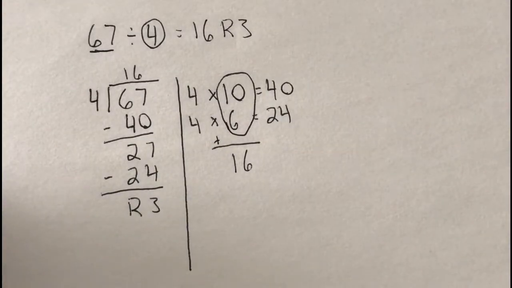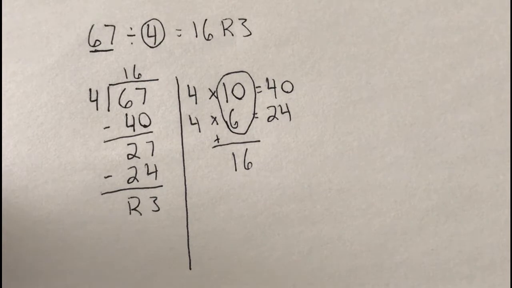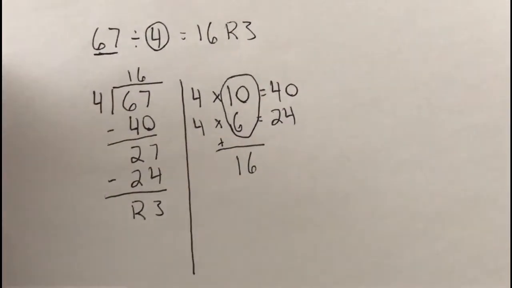Okay, that's really all there is to it. But let's go ahead and do one more example. Alright, so let's start off with a rather large number this time. Let's say 97 divided by, let's go with 6.